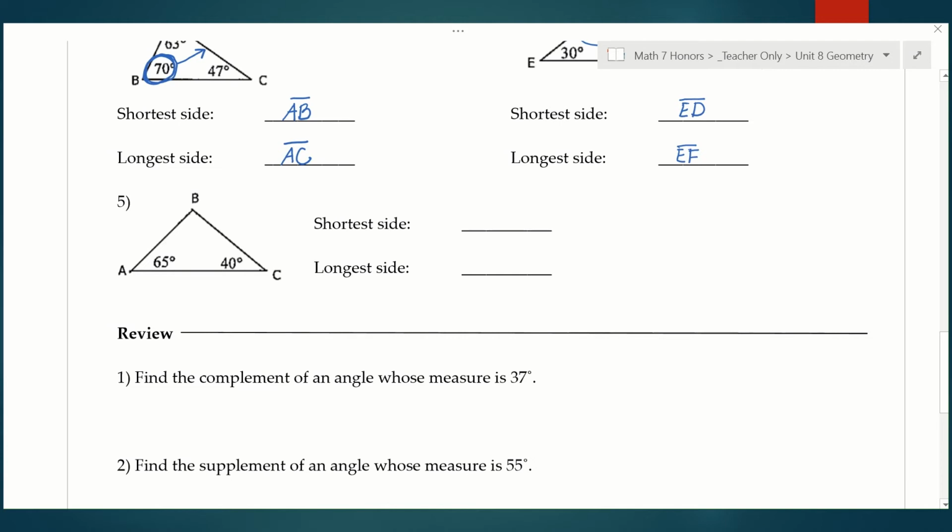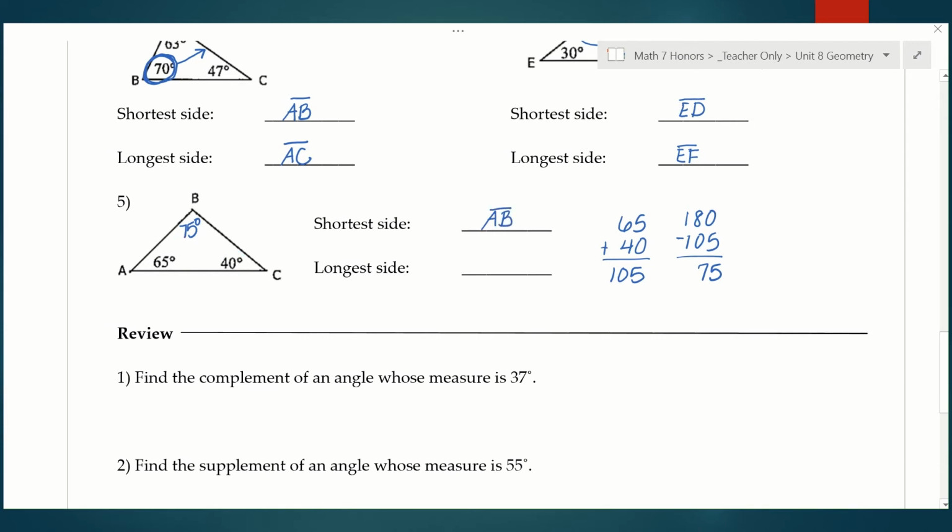So to find that missing angle, the first thing I'm going to do is add the 2 that I know, and then I'm going to subtract that from 180, which tells me in this case that my missing angle is 75 degrees. Okay, so now that I know that, I can find the shortest side because now I know the smallest angle is 40 degrees. And so the side across from that would be side AB.